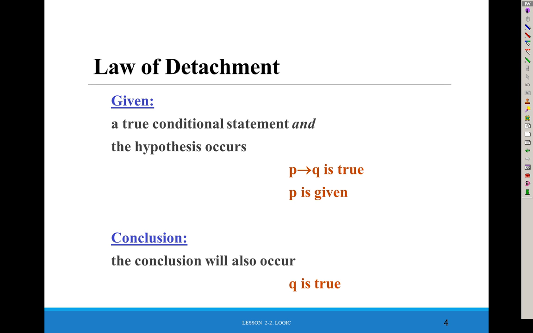If you speed on the interstate, you will get a ticket. And then Joe speeds on the interstate, well, Joe is going to get a ticket. That's the law of detachment.